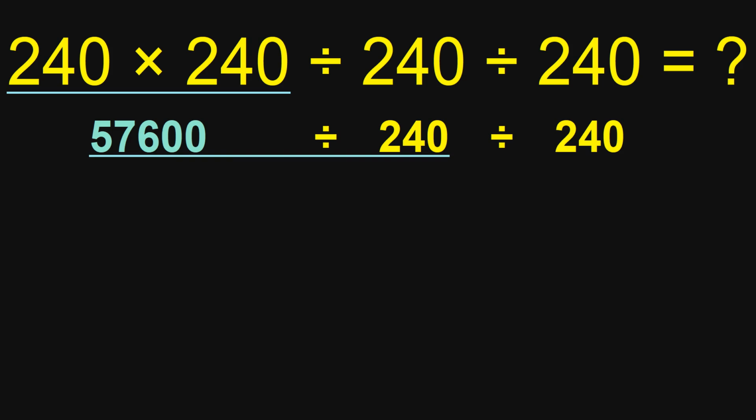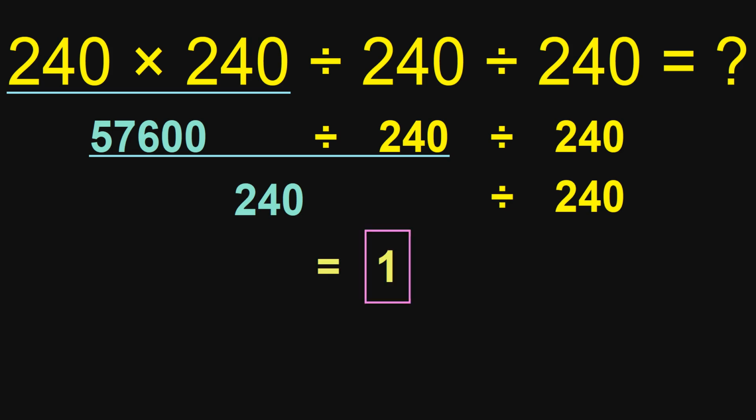57,600 divided by 240, which equals 240. 240 divided by 240, which equals 1. And this was our final answer for this problem.